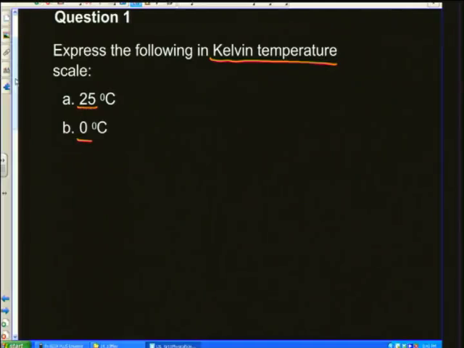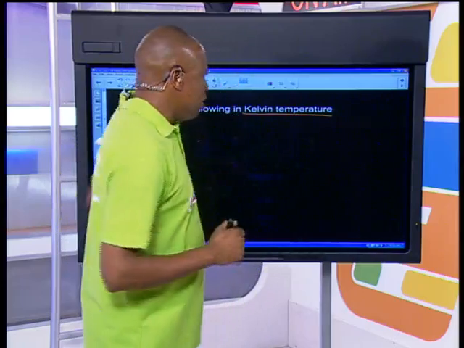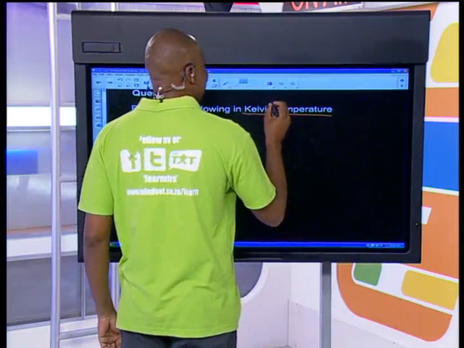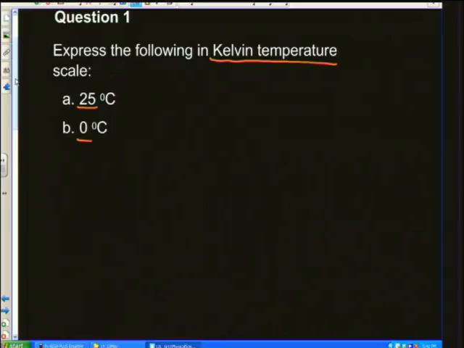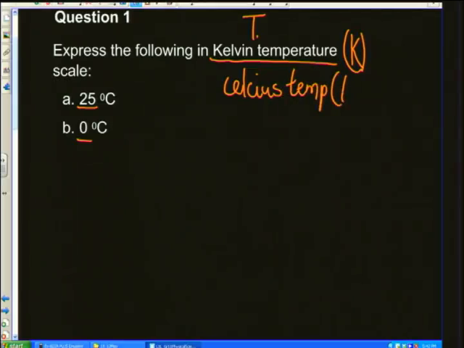Now, let's come up with a formal way of doing this. When we talk of the Kelvin temperature scale, the unit of measurement is the Kelvin, so we use capital letter K for it. The symbol for Kelvin temperature is capital letter T, whilst for Celsius temperature the symbol is small letter t, and we measure it in degrees Celsius.